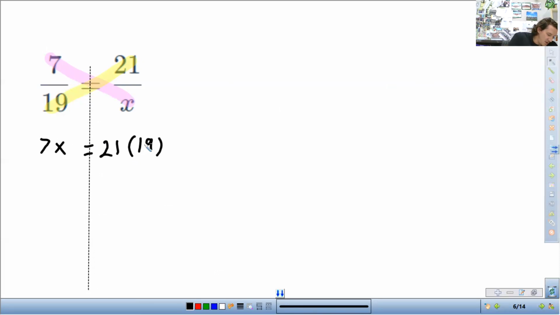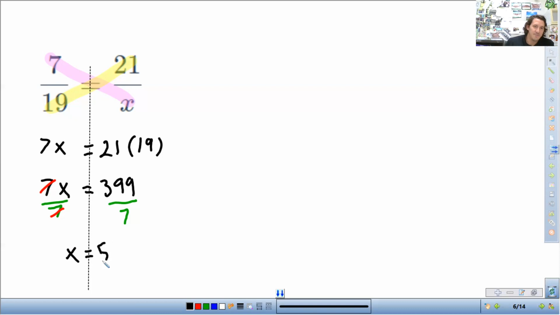You can use a calculator. Delta Math does have a calculator in it, so you can use the Delta Math calculator. So you get 399. 21 times 19 is 399. 7 times x. Divide both sides by 7. You get x is equal to 399 divided by 7, that does simplify to a whole number. That comes out to 57.